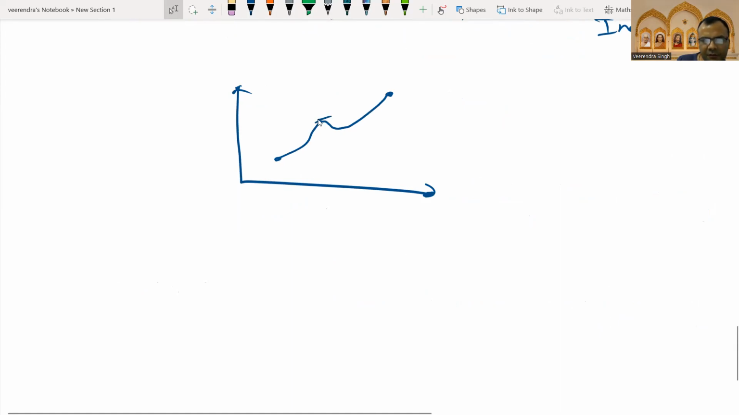Here we can see at some point, it may be possible that the values are same. The graph is still increasing, but at some point it may be possible that f of x1 equals f of x2. Then we will say it is monotonically increasing. Now we will try to understand what is inflection point.